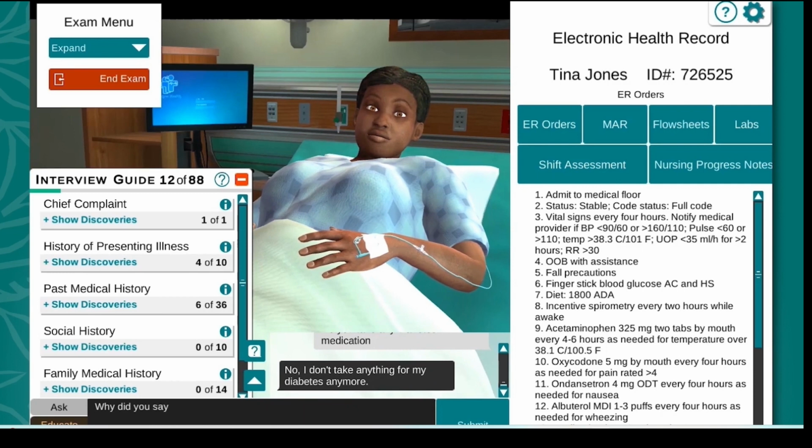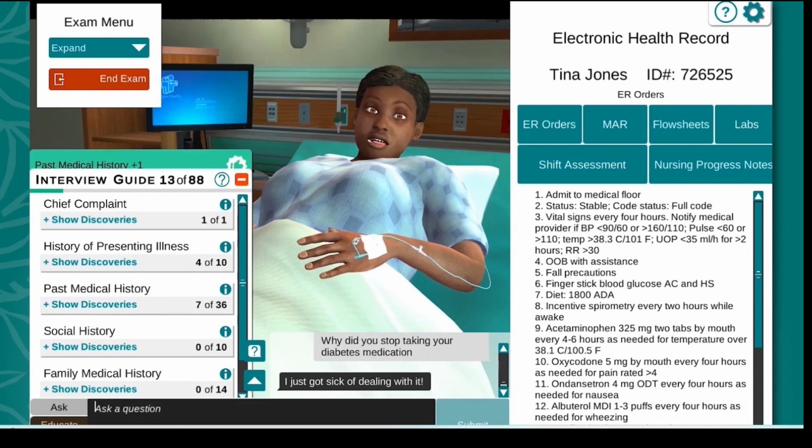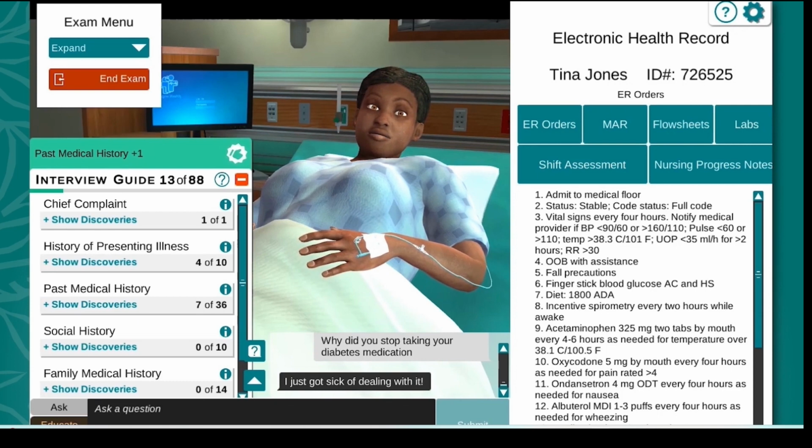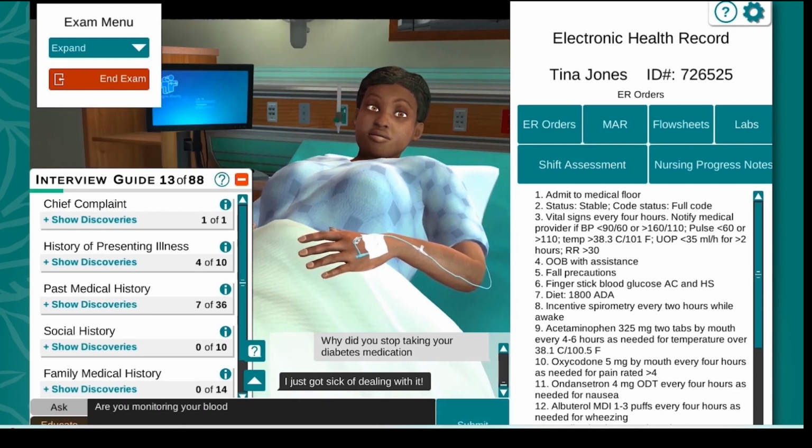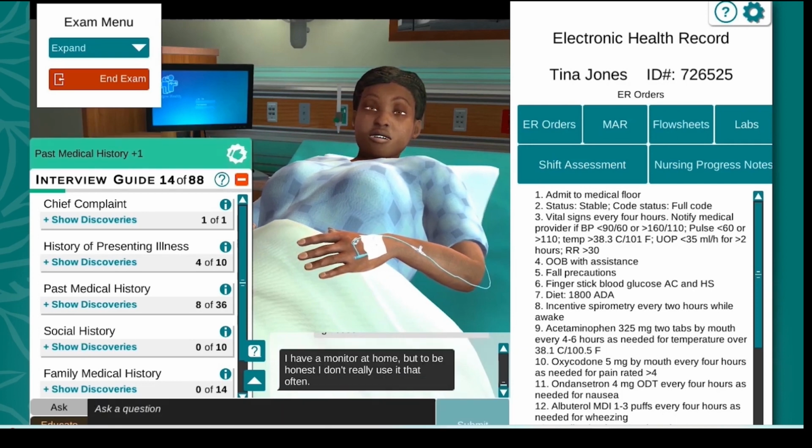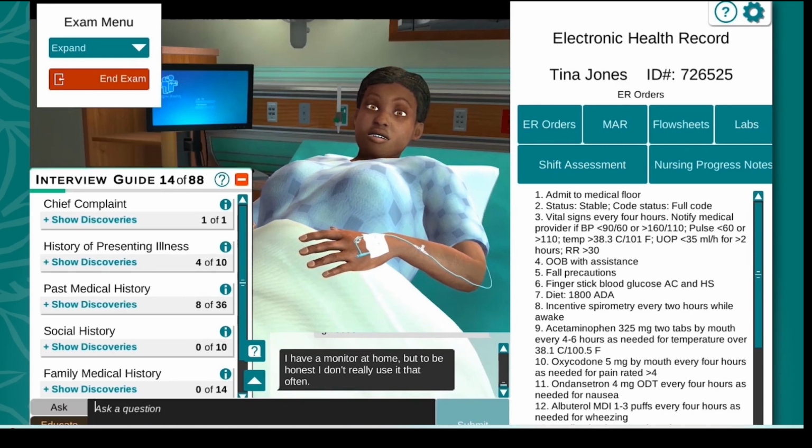Why did you stop taking your diabetes medication? I just got sick of dealing with it. Are you monitoring your blood glucose? I have a monitor at home, but to be honest, I don't really use it that often.